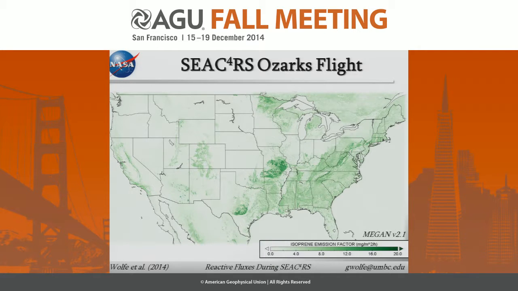This is the Ozark Mountains, which is also referred to as the Isoprene Volcano. And I just want to set the record straight. Christine Wiedinmyer is the one who should get credit for that name.